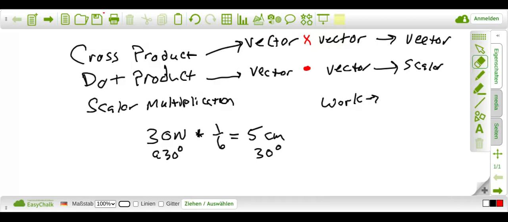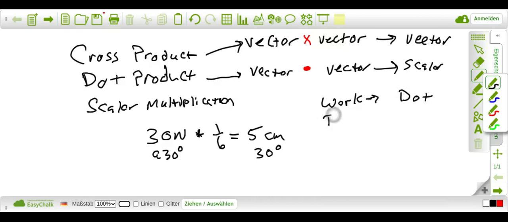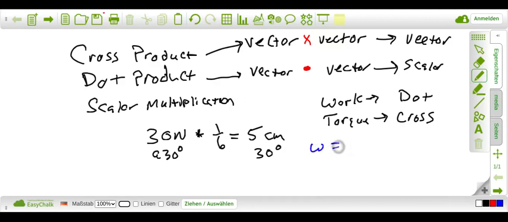Work is a scalar concept, and it comes from doing the dot product. And torque is a vector concept, and it comes from doing the cross product. And the interesting part is that the equations look very similar to each other. The work equation is force dot displacement, and the torque problem is force cross displacement.